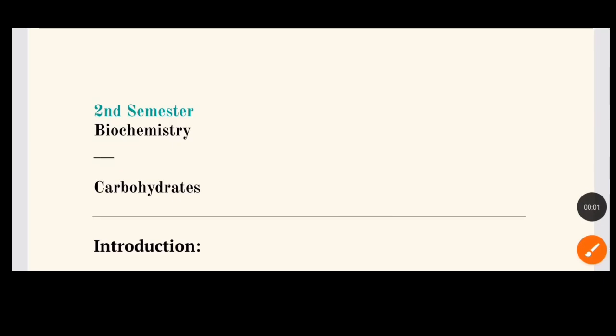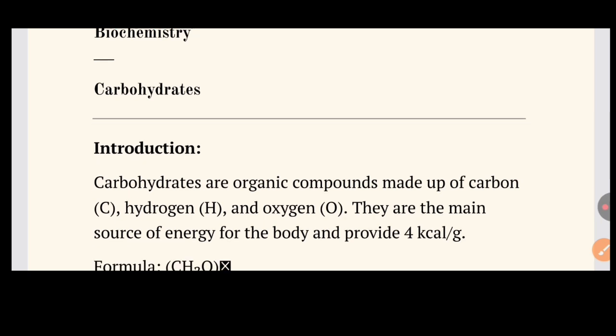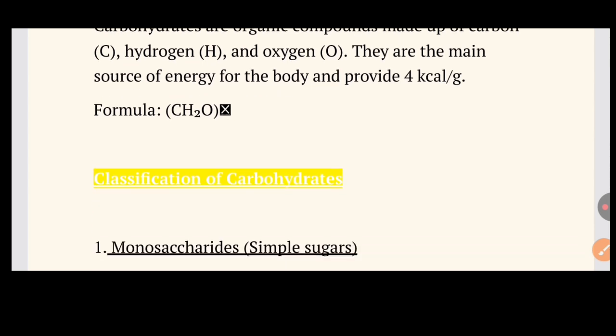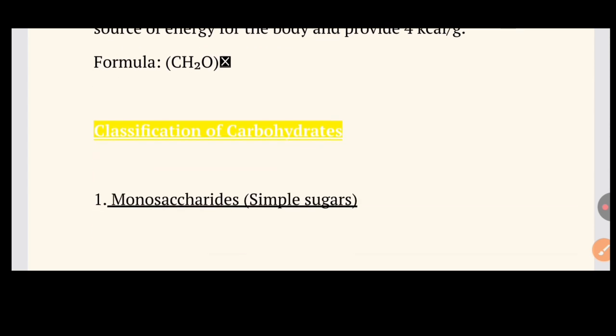Friends, today we'll start Biochemistry Unit First: Carbohydrates. Let's see with introductions. Carbohydrates are organic compounds made up of carbon, hydrogen, and oxygen. They are the main source of energy for the body and provide 4 kilocalories per gram. Its formula is CnH2nOn. Let's see the classification of carbohydrates.